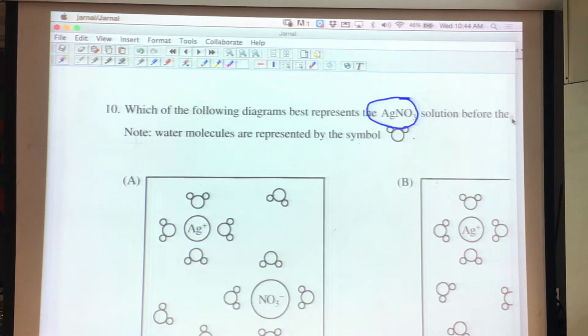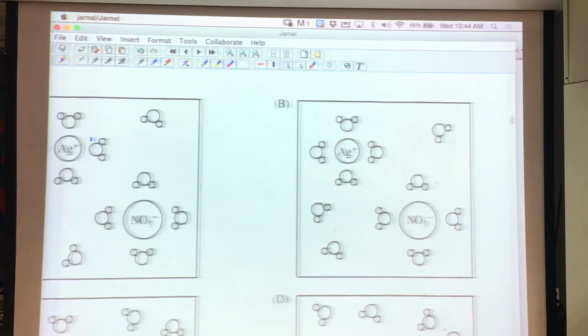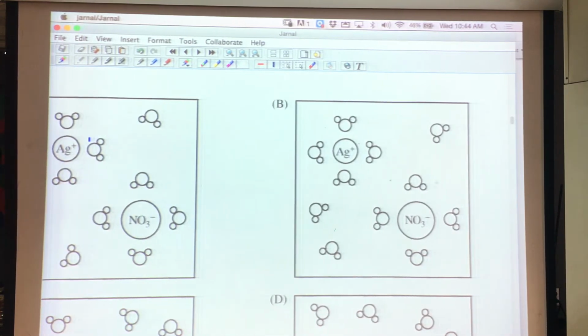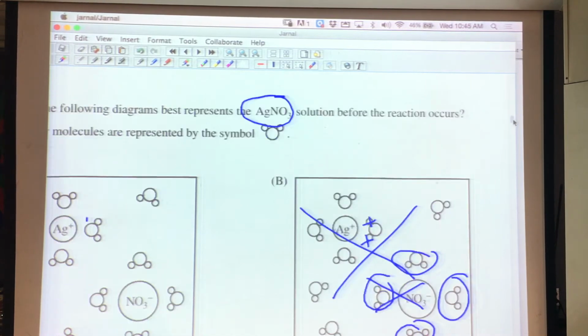Look at A, silver nitrate, and this is the negative part of water, the oxygen, surrounding it. This looks all good to me. I'm not sure what they mean by before, but this is the silver nitrate. B doesn't make any sense because the orientation is switched. The water would not be oriented both ways. The positive hydrogen end would not be attracted to the positive ion. So for many reasons, I'm getting rid of B.